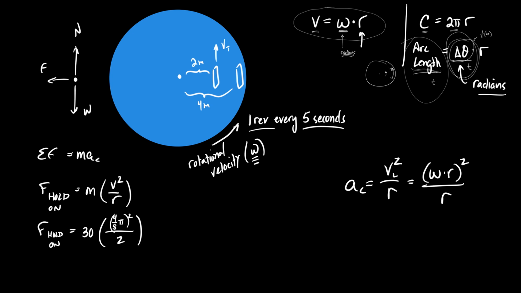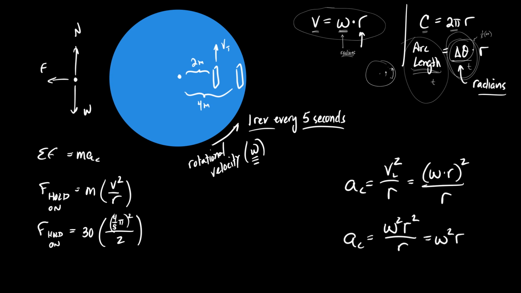Now, of course, I have to do a little bit of algebra here, don't I? So I'm going to do a little bit of algebra, meaning I'm going to distribute the square so that both of them are squared. I'm doing that because I see the r in the denominator and an r in the numerator, and I want to see what we can do to make that simpler. And I notice that one of the r's will cancel out. Do you notice that too? So this will give me omega squared times r.